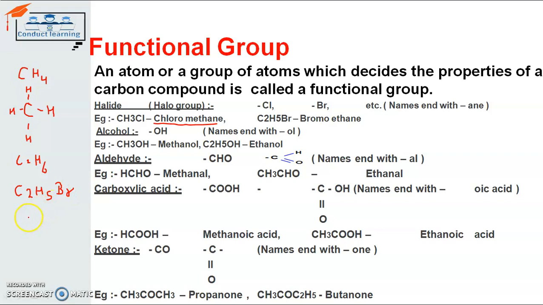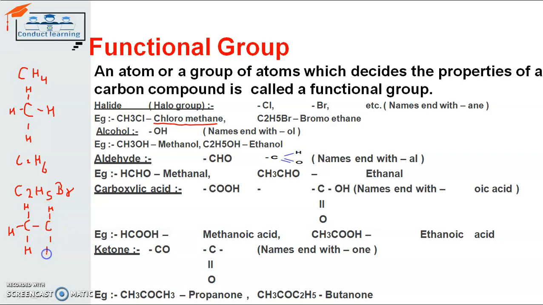So accordingly, the number of carbon atoms will be 2, C and C, and the number of hydrogen atoms will be 5. So all these carbon atoms will share their electrons either with the hydrogen atoms, with the carbon atom, or with the bromine atom, and become bromoethane.